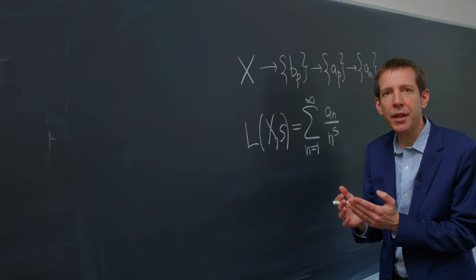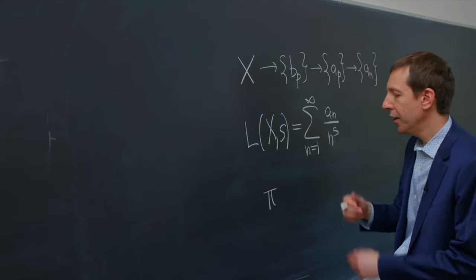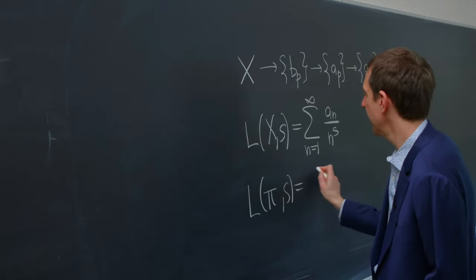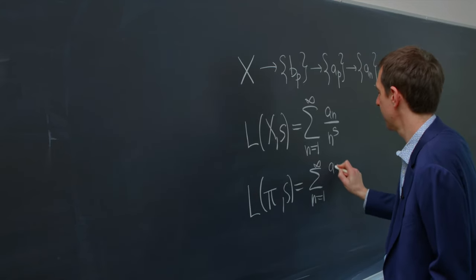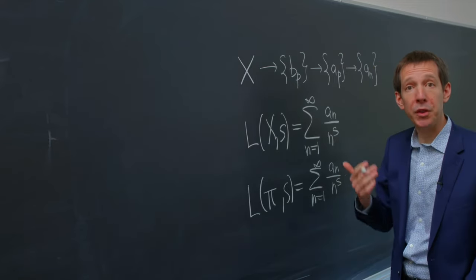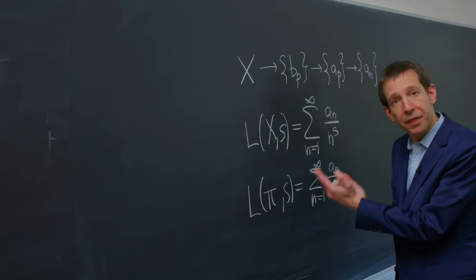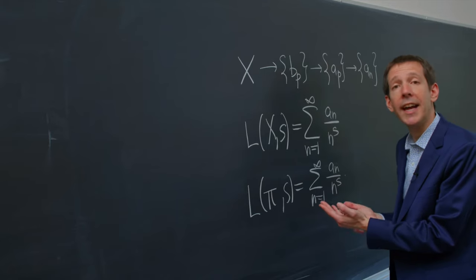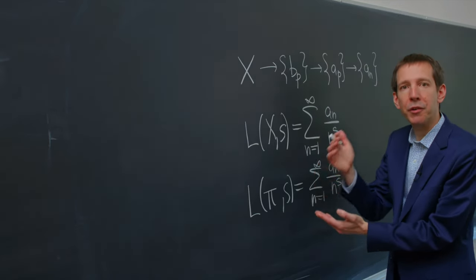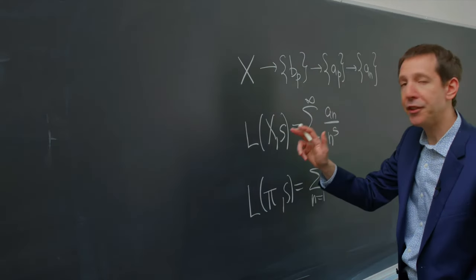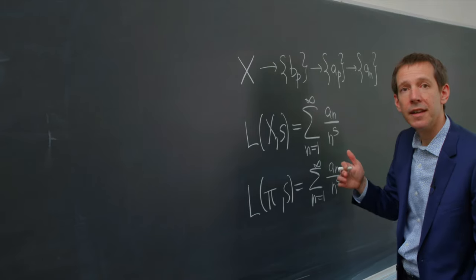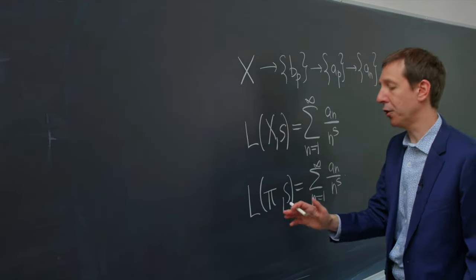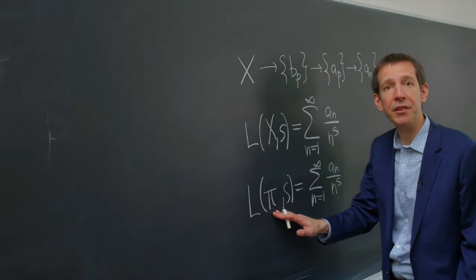If, on the other hand, you start with an automorphic form pi, you can also generate a sequence of numbers a_n, and you can also write down an L-function by the same formula. Except if you start with an automorphic form, you can prove that this L-function has an analytic continuation, or possibly a meromorphic continuation, to the entire complex plane. So one consequence of reciprocity is the following. Given a Diophantine equation X, the L-function has a meromorphic continuation to the entire complex plane because the L-function of X is equal to the L-function of pi, where pi is associated to X by reciprocity.